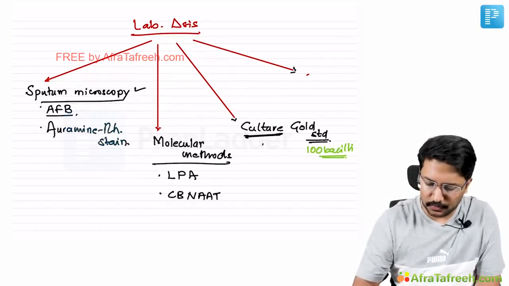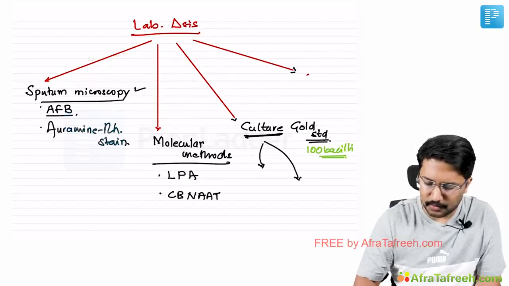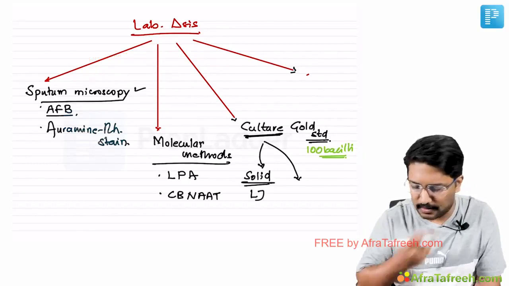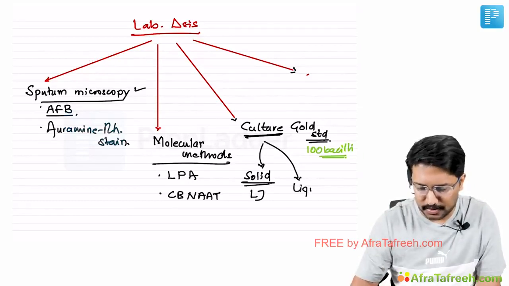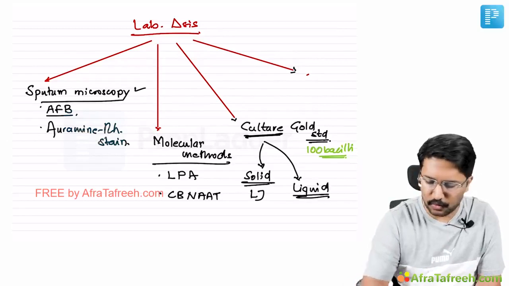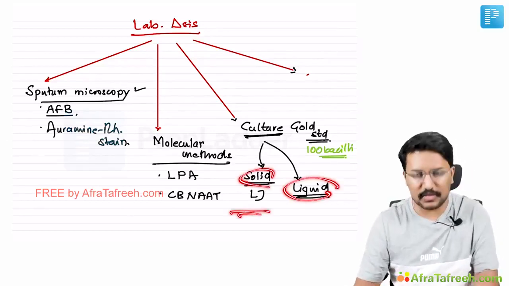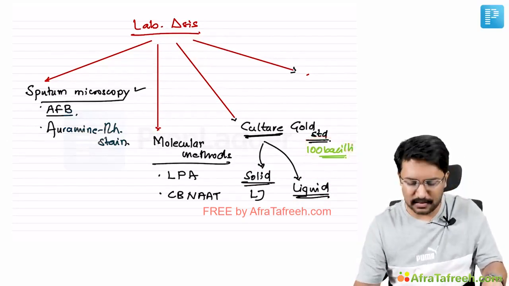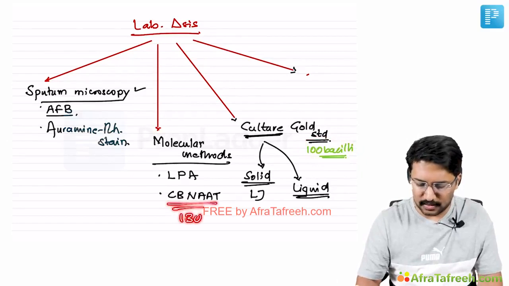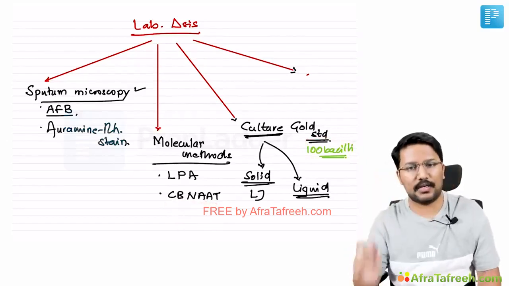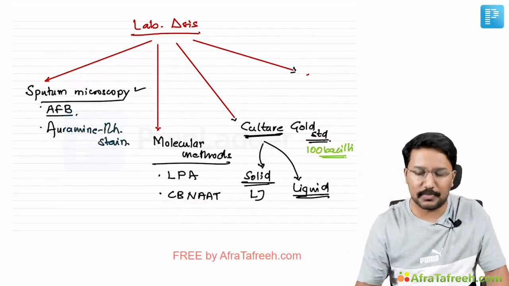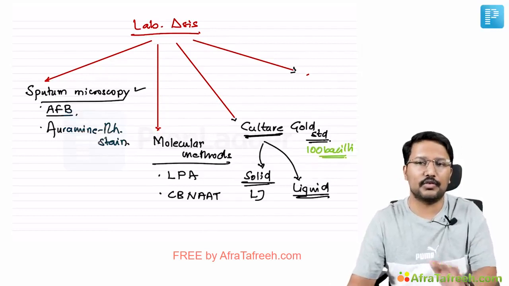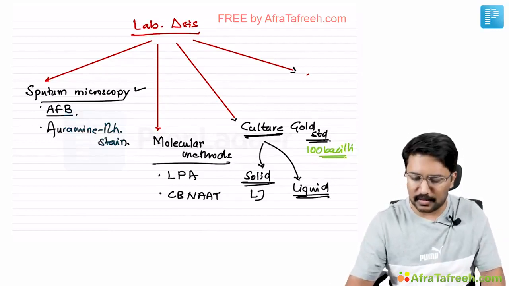What are the culture methods we know? There are two types of culture media, broadly speaking. We have solid culture media, a classical example being LJ media, and we have liquid culture media. We will talk more about these media as we go along. Right now, just be aware that culture is considered the gold standard. It can detect bacilli as low as 100. For GeneXpert, it generally takes around 130 bacilli for identification of tubercle bacilli in the specimen. 100 is enough for culture positivity, but the time it takes is usually in terms of weeks, not days. That's the real problem with culture.